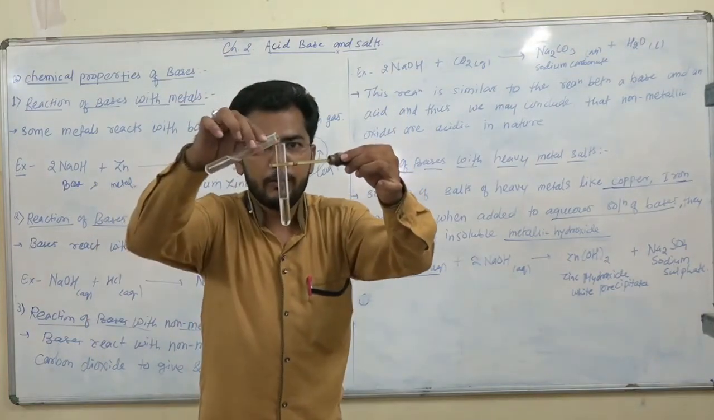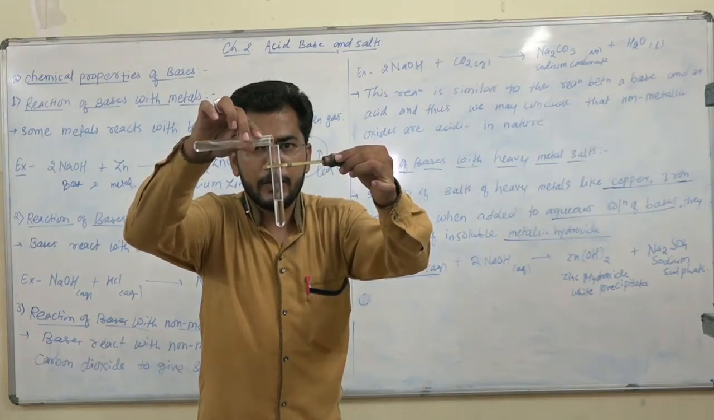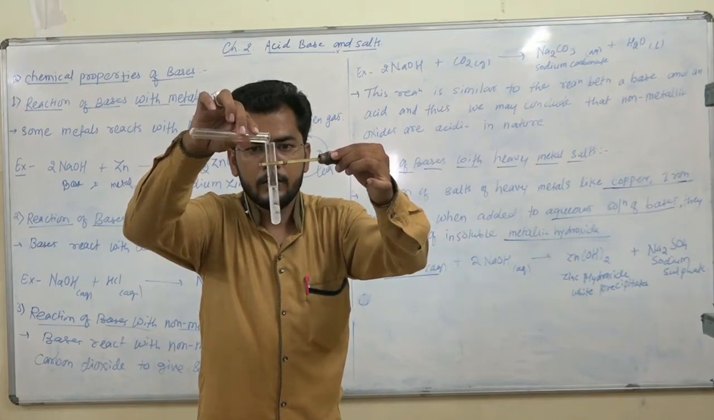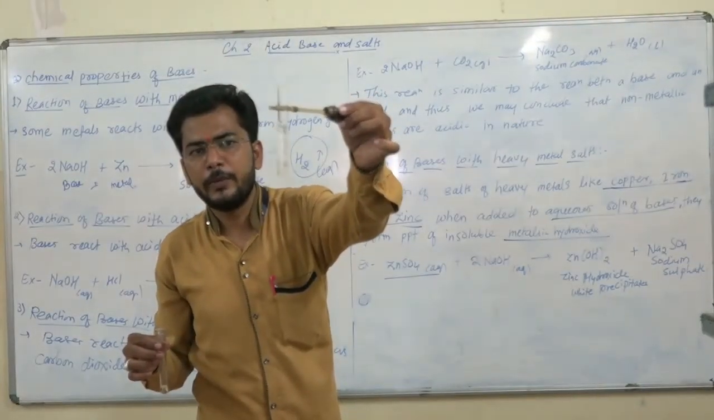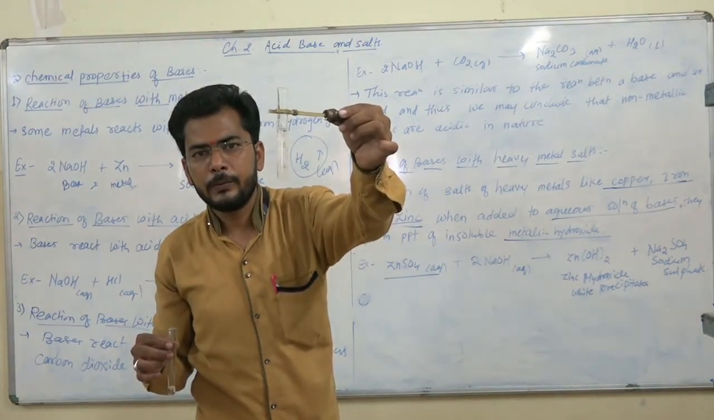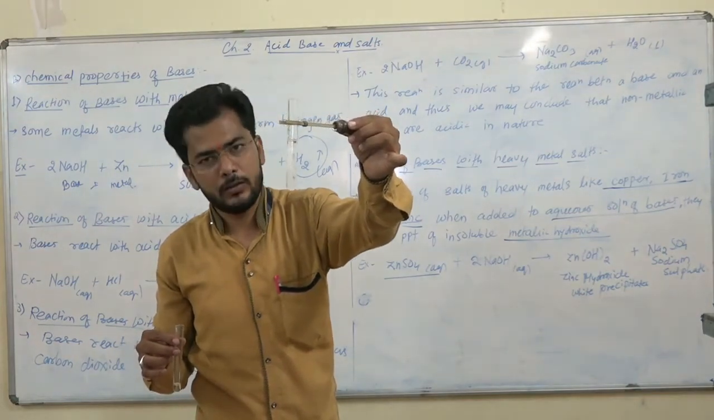So when we are adding this metallic salt into the base, at that time it will form a precipitate. See, it forms a precipitate. I hope that you are able to see it. So this is your zinc hydroxide.